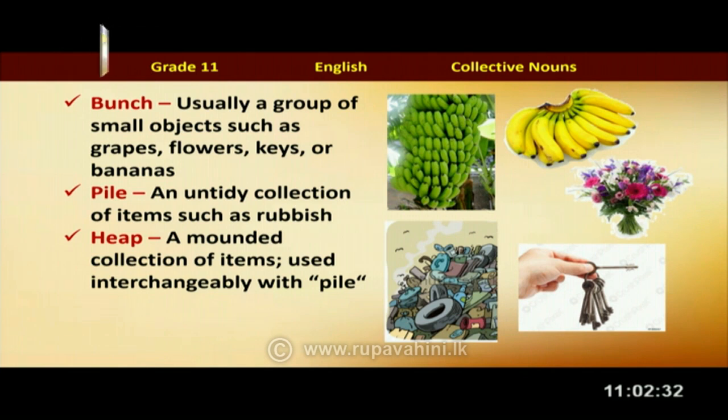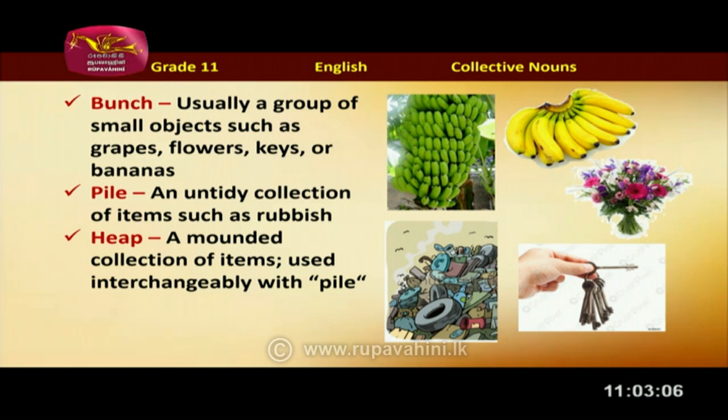We can use different words to describe the collections. Look at the first one, bunch. Usually a group of small objects such as grapes, flowers, keys or banana. Now you can see the green color banana, it's a bunch. What about the yellow one, Maheshi? I think it's a comb of banana. Yes, it's a shape of a comb. So yes. See the difference, children. Yes. A bunch of banana and a comb of banana.